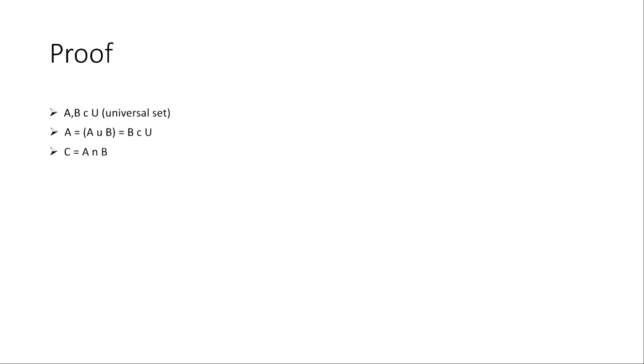Let's define a set C, where it's the intersection of A and B. Now let's consider two lemmas. If A doesn't equal B, this is true if and only if C is a null set. On the other hand, if A and B are the same, this would be true if and only if A is equal to the union of A and B, which also is equal to B.